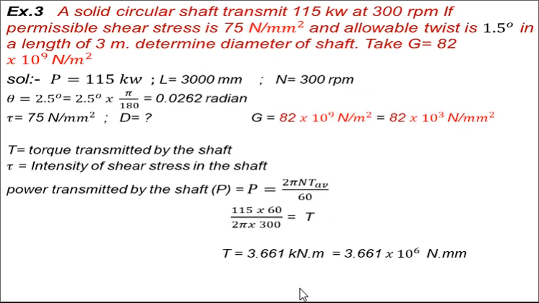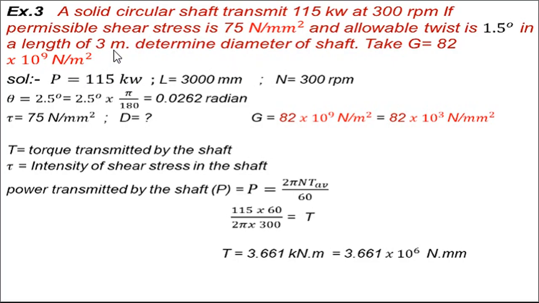Let us take the third problem. A solid circular shaft transmits 115 kilowatt at 300 rpm. If the permissible shear stress is 75 newton per mm square and the allowable twist is 1.5 degree in a length of 3 meter, determine the diameter of the shaft. Take G equal to 82 into 10 raised to 9 newton per meter square.